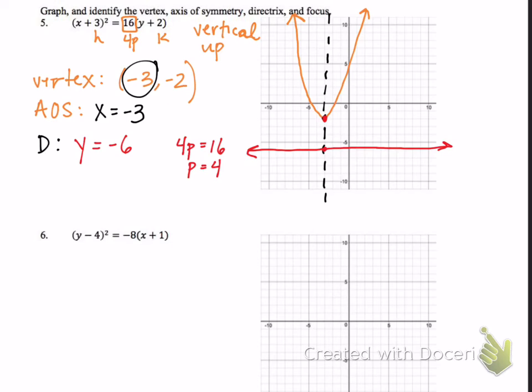Then my focus, I'm going to be going towards where the parabola is pointing. So I'm going to go 4 units up. I count 1, 2, 3, 4 and I put a dot there. That is my focus, and that ordered pair would be -3, 2. Perfect. Okay, go ahead and try number 6.